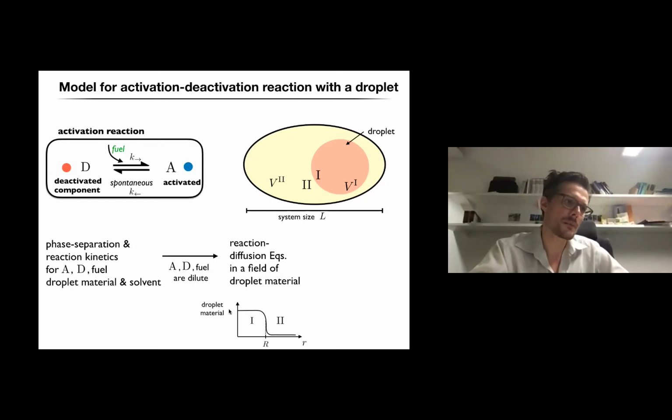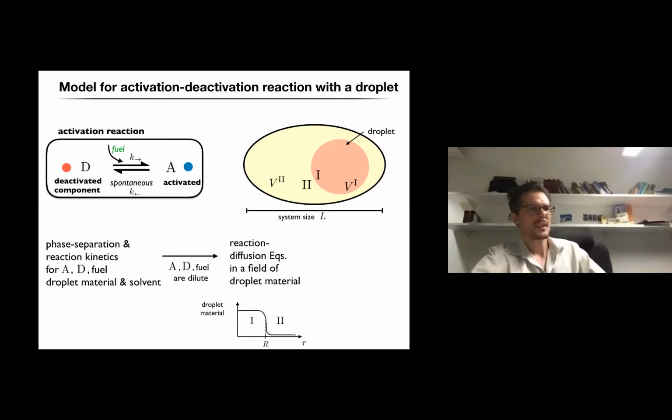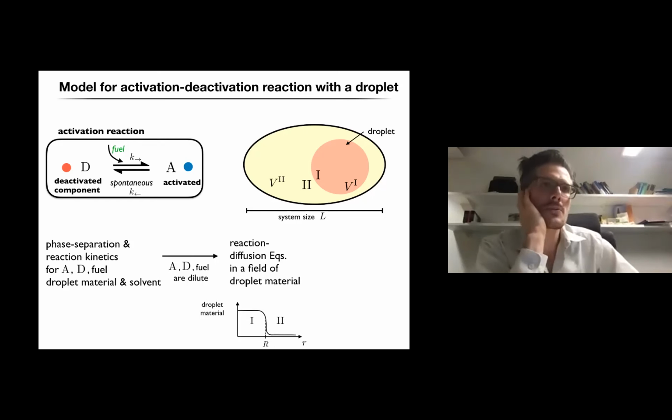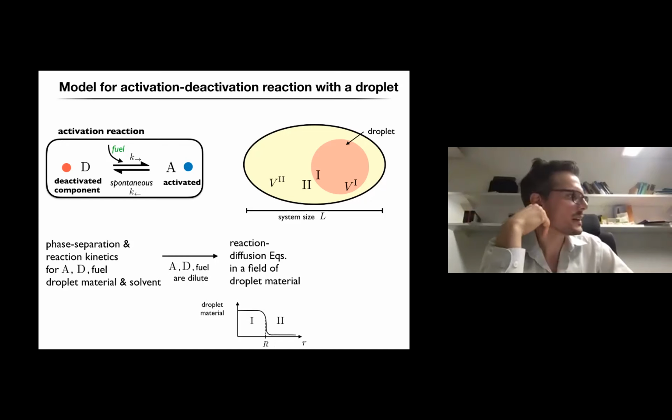So this is a typical profile of the droplet material. If you start here at the center and deviate radially, and then here's the interface, you get this drop in terms of concentration. You go from phase 1 to phase 2, and that's the droplet radius. That's the type of equation we can solve and analyze pretty easily. There are standard methods to look at stationary or transient coupled nonlinear diffusion equations.